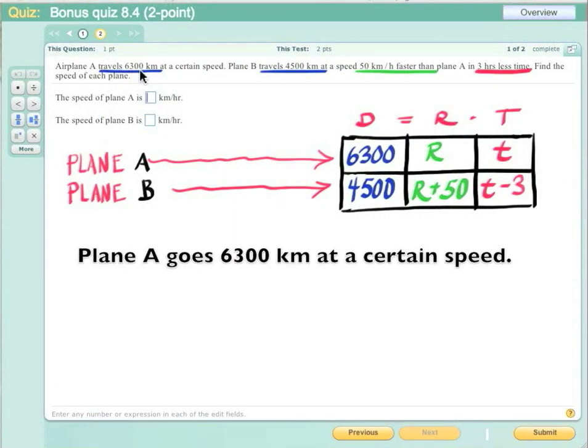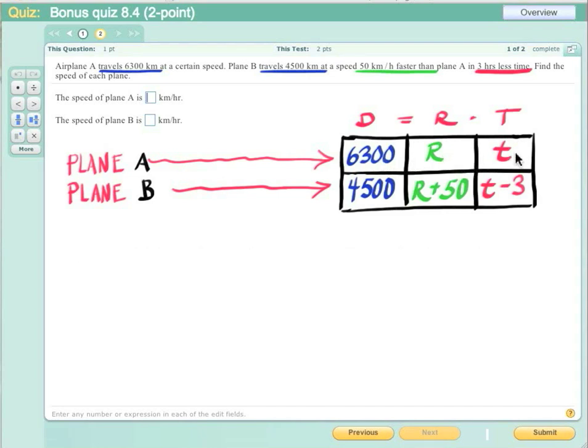Plane A, they tell us very little about it. All they tell us is that it goes 6,300 kilometers at a certain speed. So I know it's going to go that far. And I don't know the speed it goes at, so I left that as a variable. And I don't know the time it's in the air. And so that's the best I can do in terms of this particular distance equals rate times time.